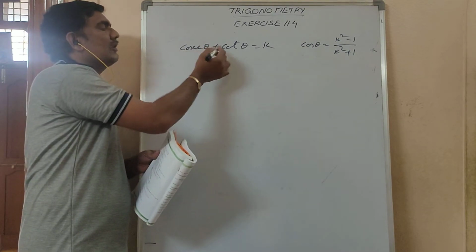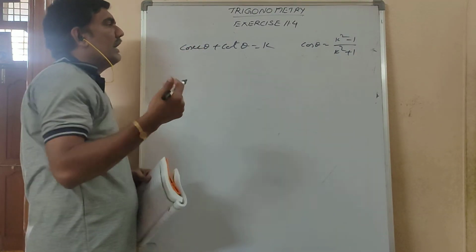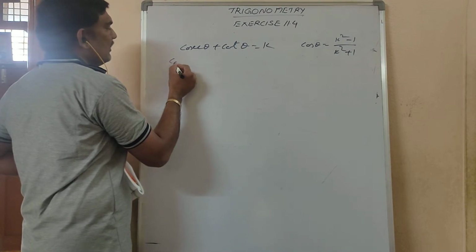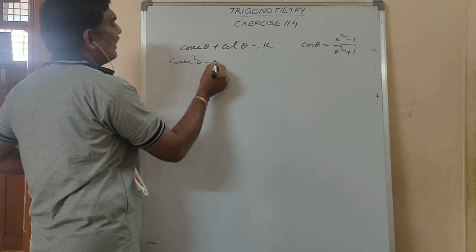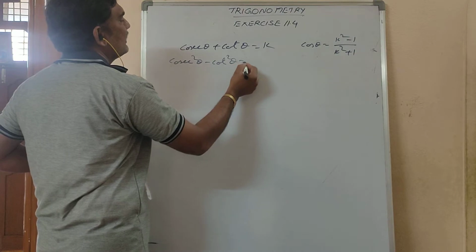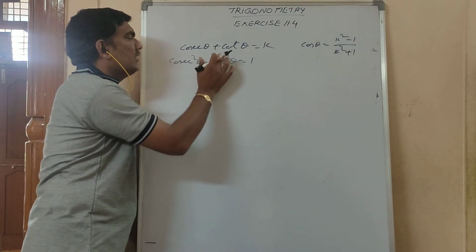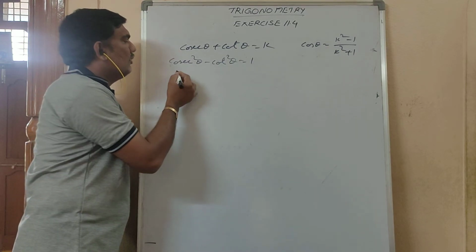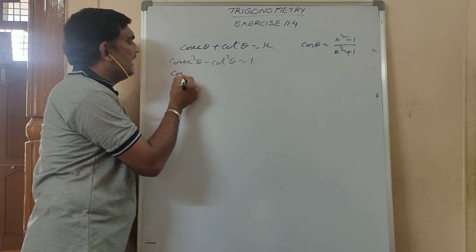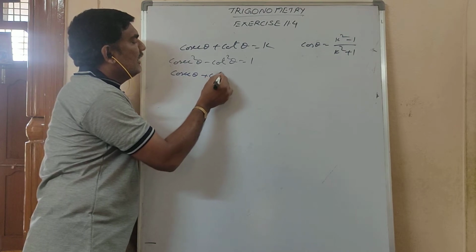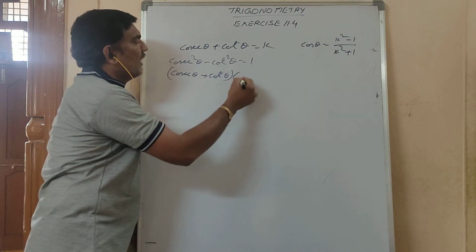So in terms of cosecant and cot, one identity. What is that? Very good. Cosecant square theta minus cot square theta is equal to 1. By seeing this, it is in the form of a square minus b square or not? So the formula for a square minus b square is (a plus b) into (a minus b).